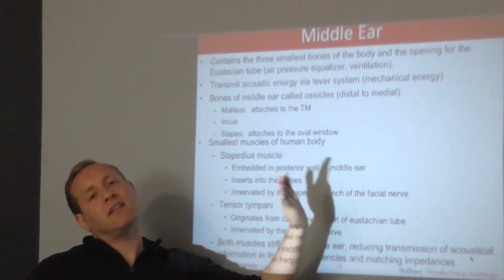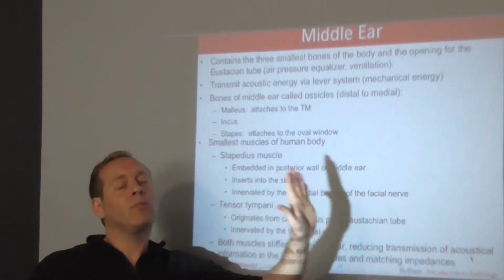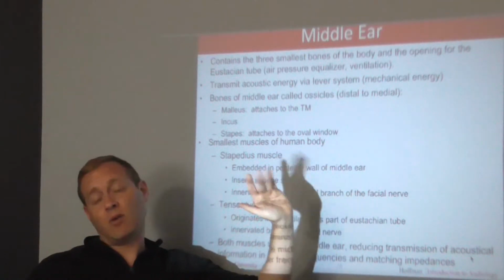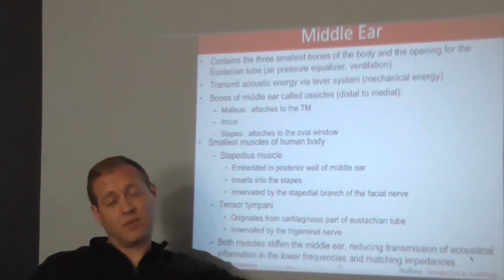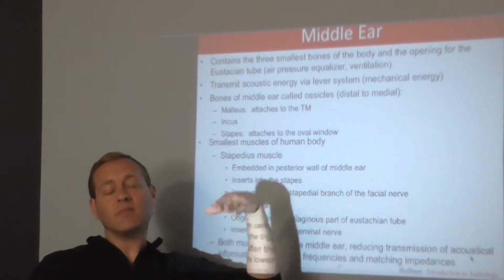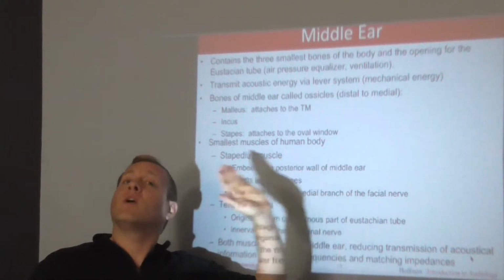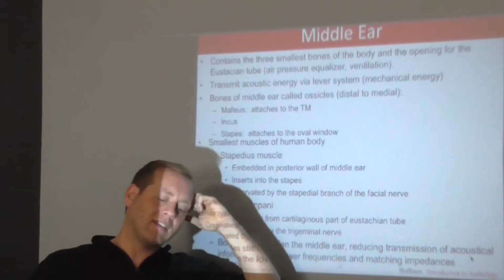The malleus is connected to the incus is connected to the stapes. They all move. They take the energy and they move. The stapes is connected to the oval window. Once the sound energy touches the oval window, that's when a lot of things happen, and we'll talk about how that allows us to hear.